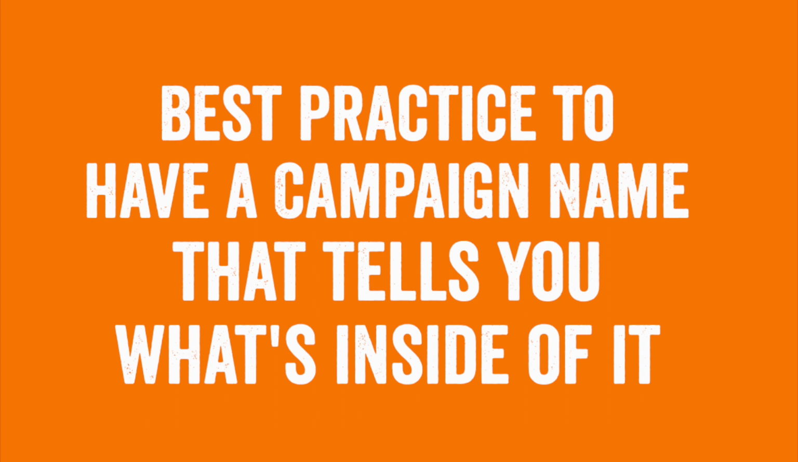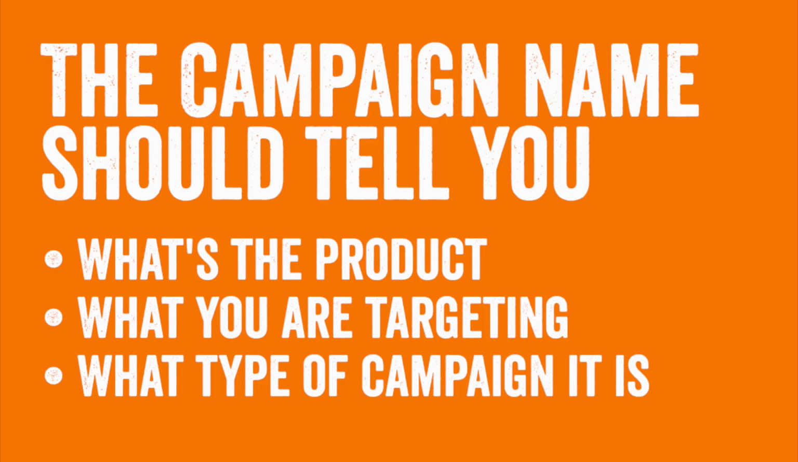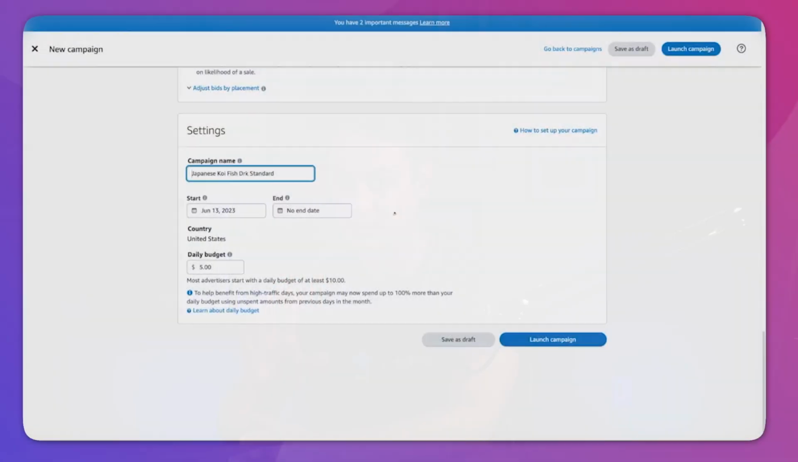Awesome. So for the campaign name, what I like to think of with a campaign name is having a naming structure where I can look at the campaign name and know exactly what's inside that campaign without opening it. So I know exactly what the product is, what I'm targeting, and what type of campaign it is. So that's kind of just overall broad. So what I always have in the campaign name, and I highly, highly, highly recommend this, is having the ASIN in the campaign name somewhere.